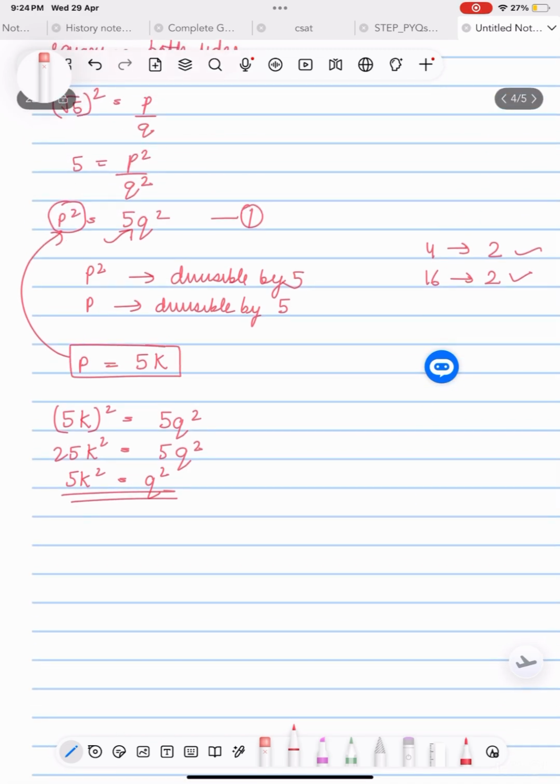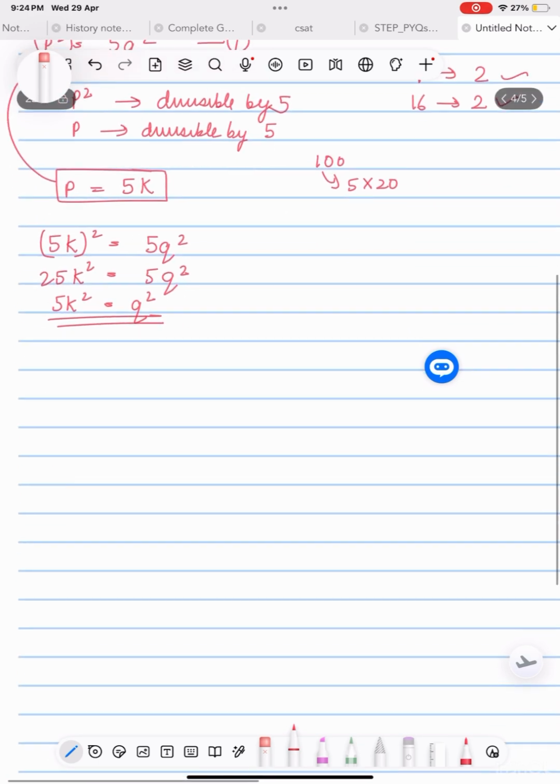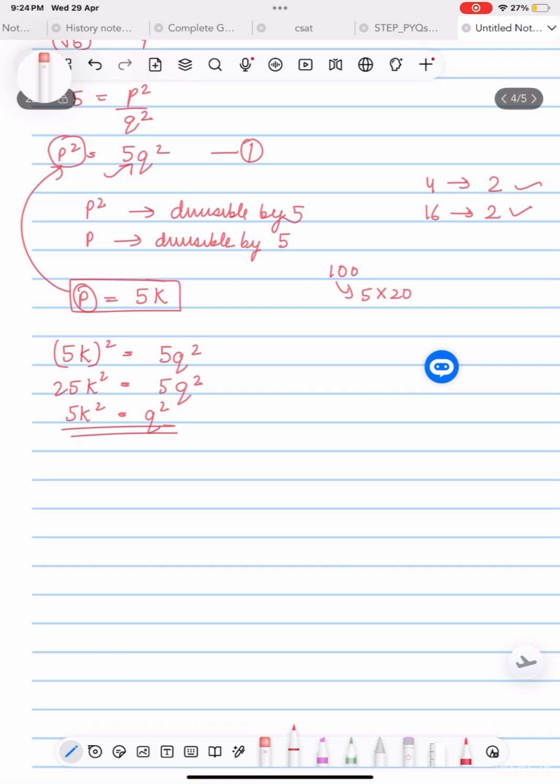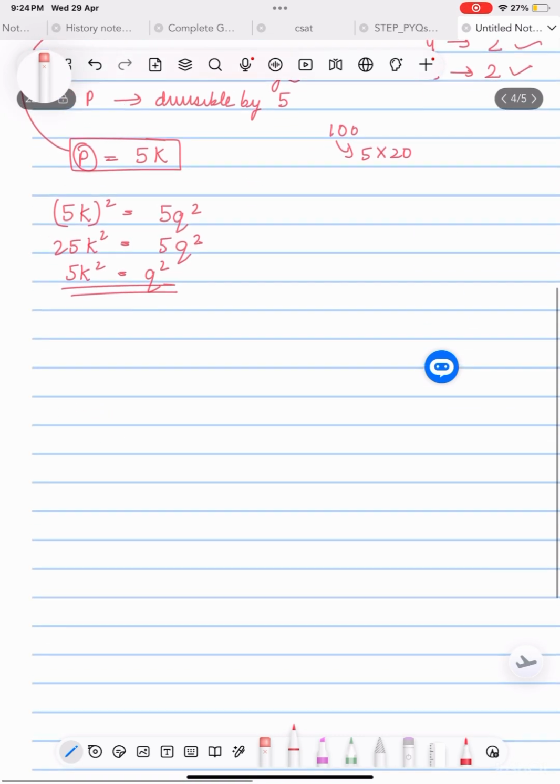Why am I putting p equals 5k? p is divisible by 5. Therefore, any number which is divisible by 5, let's say 100 is divisible by 5, I can write 100 as 5 into 20. Yes, I can write it. Similarly, if p is divisible by 5, I can write it in terms of 5 into k, equals 5k. Now I'm putting the value of p in equation number 1 and I'm getting this.